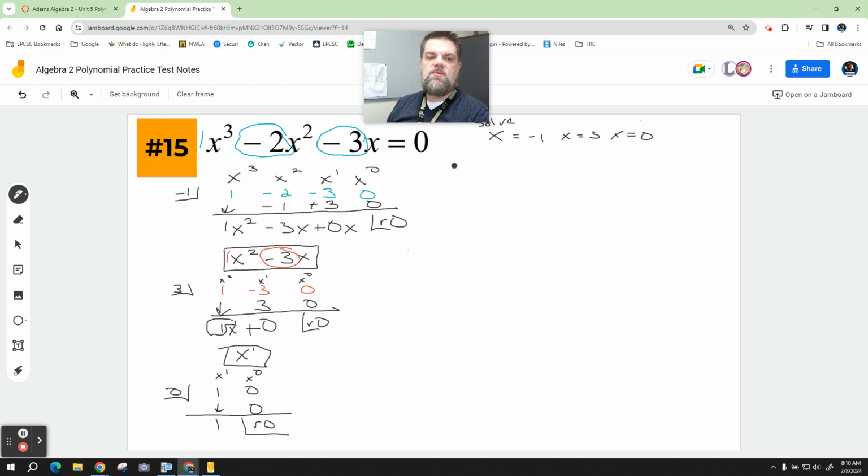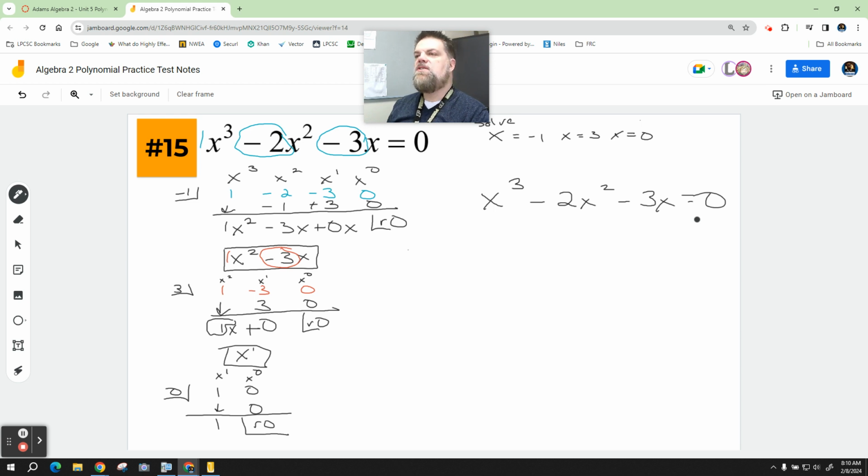Now let's do this one with just factoring. So if I say x to the 3rd power minus 2x squared minus 3x equals 0. Is there something I can factor out of all 3 terms?